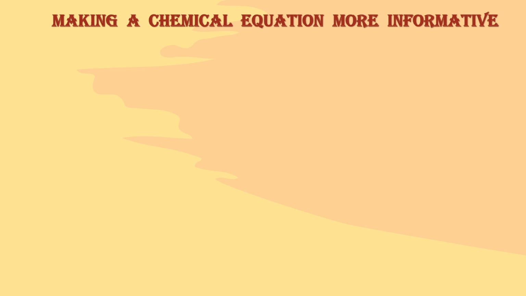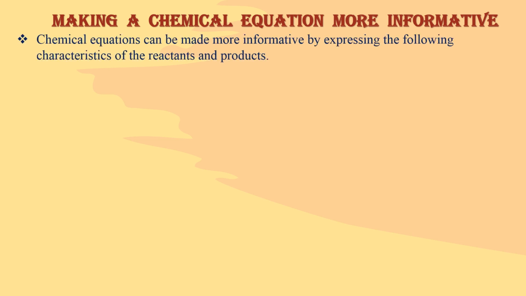A balanced equation merely gives you an idea of the amount of reactants and products. It does not give any information regarding the physical states of substances, reaction conditions, evolution or absorption of energy, and so on. So, in order to make chemical reactions more informative, we can add following symbols or information as discussed below.